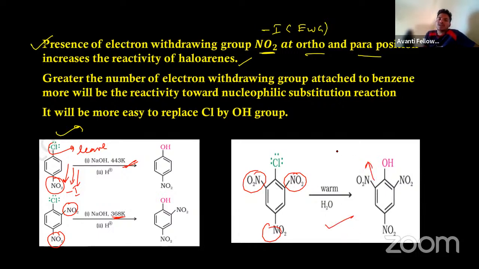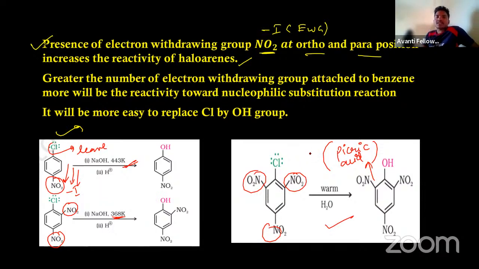So the name of this compound is what? Called as what? Can anyone tell me? Picric acid. So the name of the compound, we can tell, is picric acid. I hope you guys all are clear with what I'm saying. Right. So usually the presence of -I groups will increase the nucleophilic substitution.